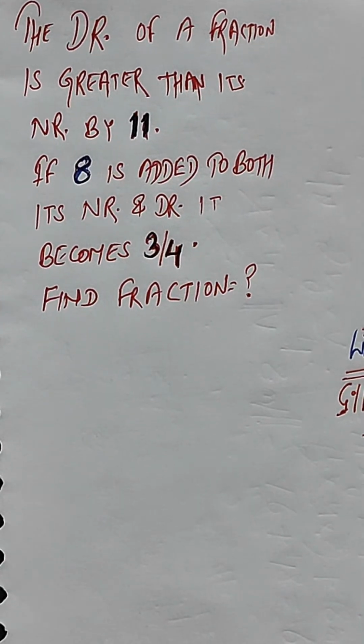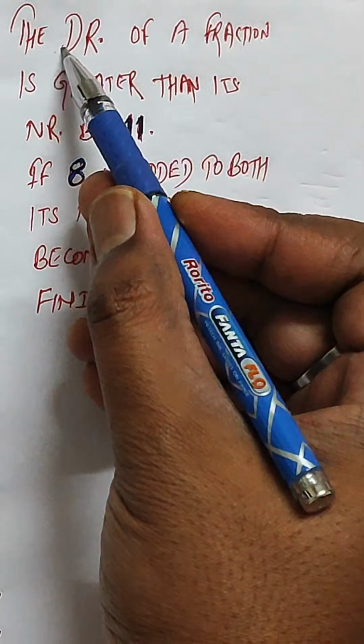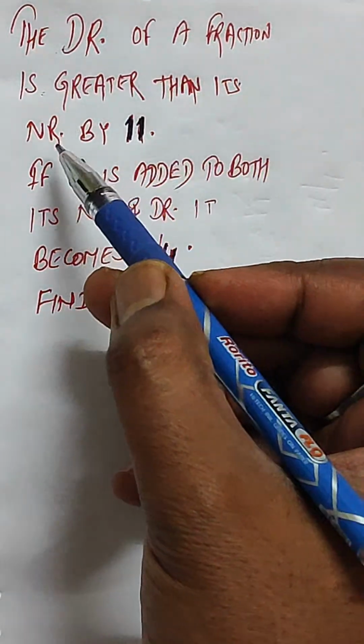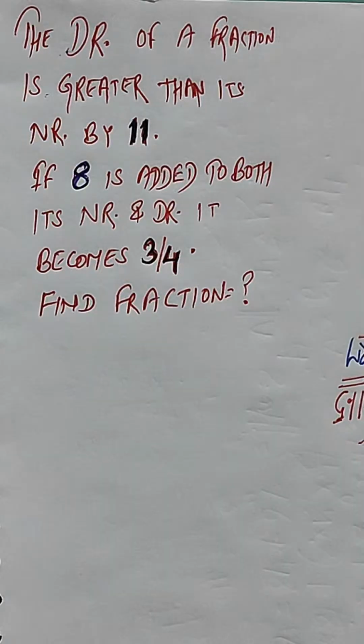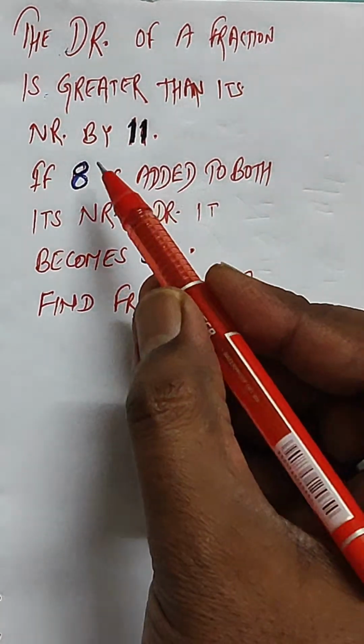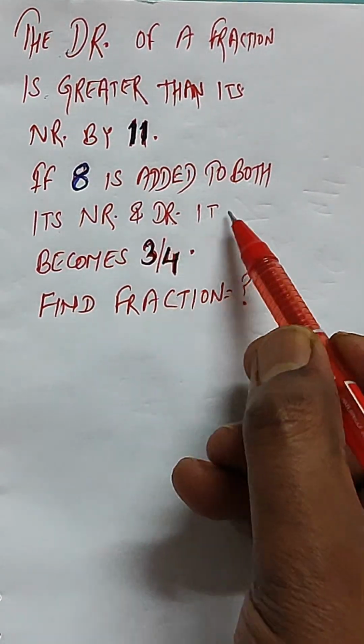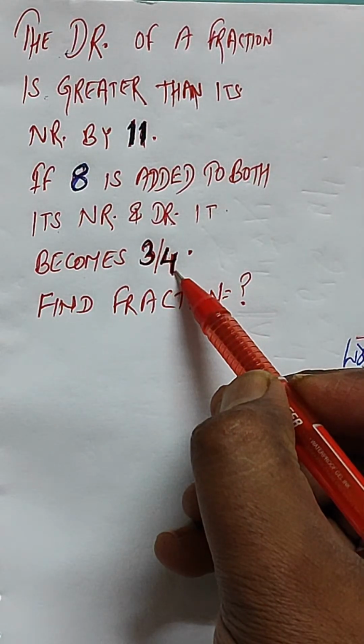The denominator of a fraction is greater than its numerator by 11, right? Now we need to find the fraction, and it's also given that if 8 is added to both its numerator and denominator, it becomes 3 by 4, right?